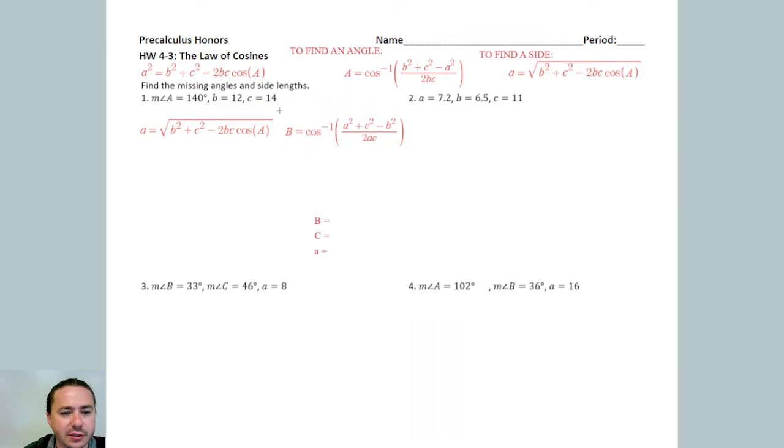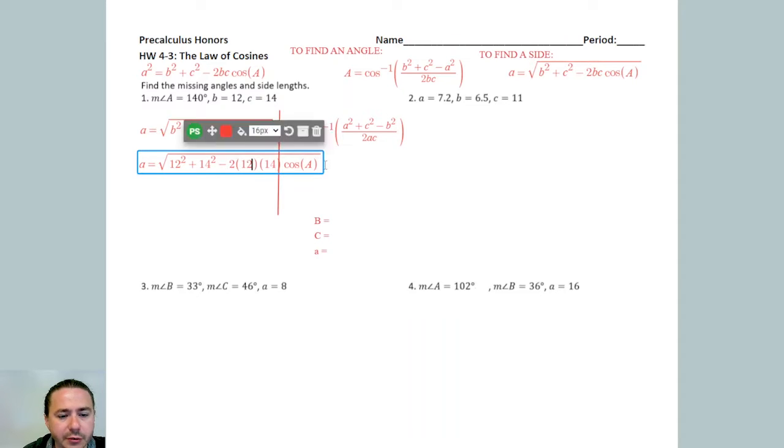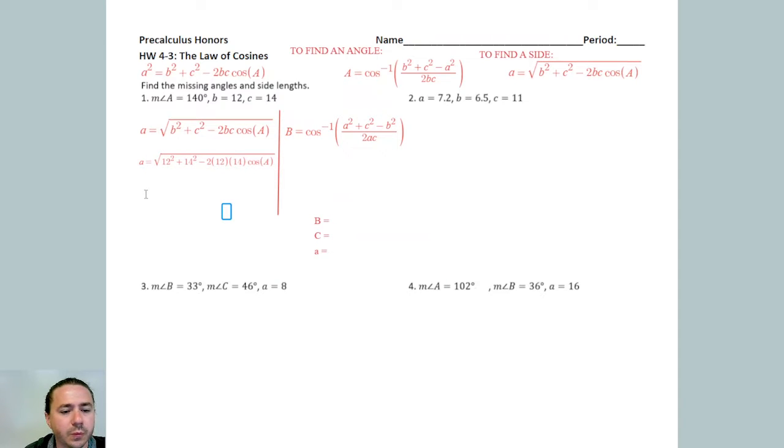We don't need to make any modifications to this one because it's already set equal to A. So we're going to just plug in everything that we know for side A. Okay, that's going to be 12 squared plus 14 squared minus 2 times 12 times 14. And I'm going to have to make this a little smaller. Gosh, I really didn't give you all enough room to work these. Okay, so now this is just going to turn into a calculator problem.